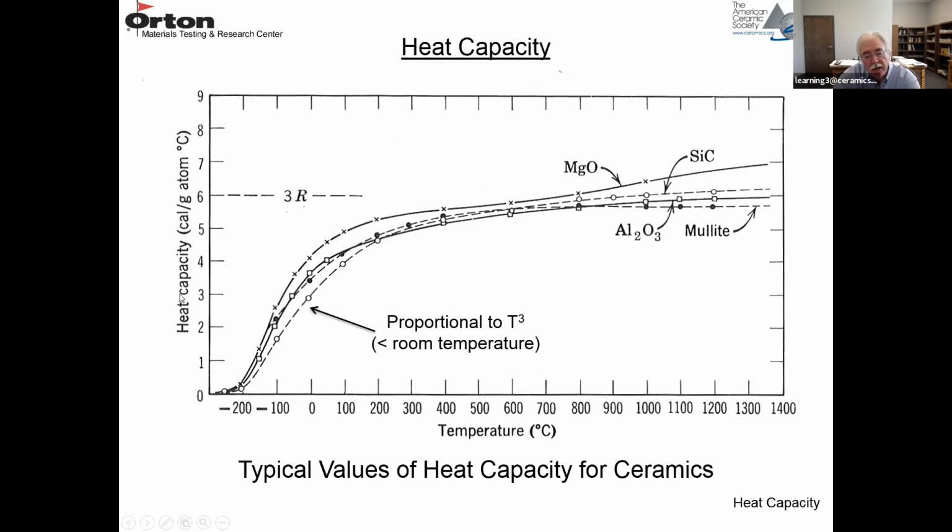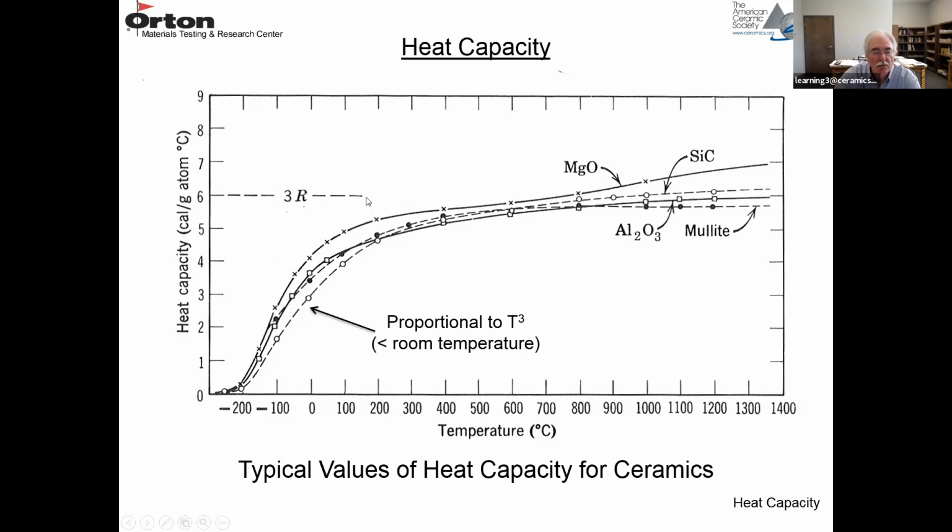So here's a plot of heat capacity versus temperature for some typical refractory materials. Room temperature is about right here, about 25 degrees C. And these are normalized, so these are divided by that factor n. MgO would be divided by 2, silicon carbide by 2, alumina by 5, and mullite by a higher number. So they all appear to be the same because they're normalized. But you can see where 3R is, and this is in calories per mole degree C. And you can see that they all approach 3R above room temperature.